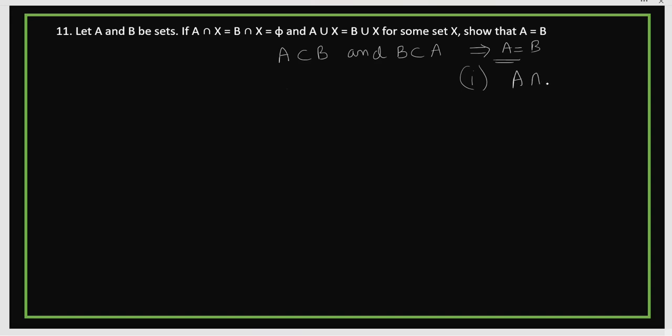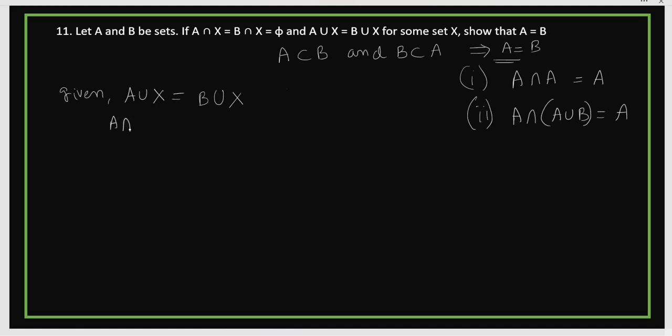A intersection A, we have seen, equals A. Also, A intersection A union B equals A. This we have seen in the previous example, right? So in the previous question, we have solved it. Now, first what is given? A union X. X is a set, not an element. Remember that. B union X is given.